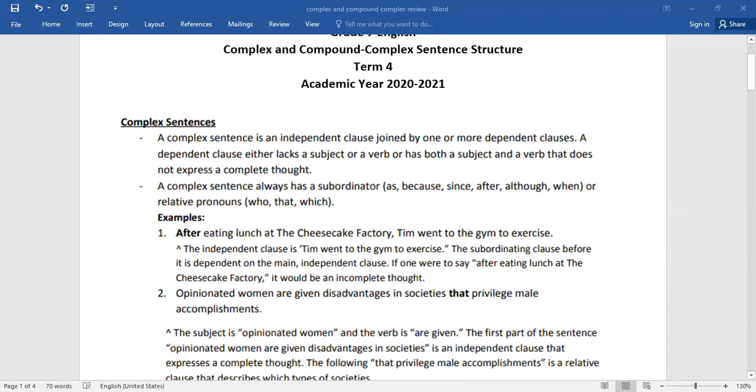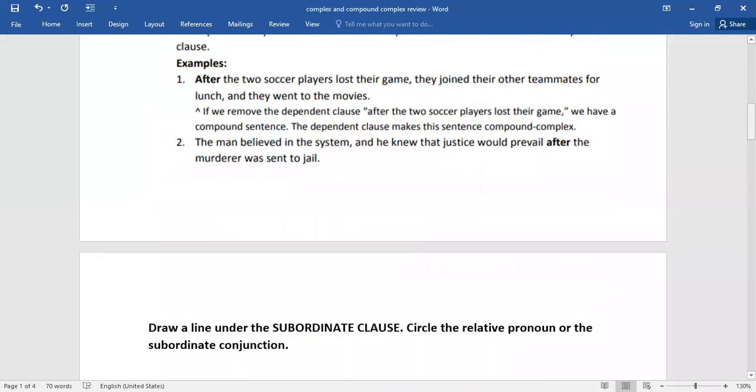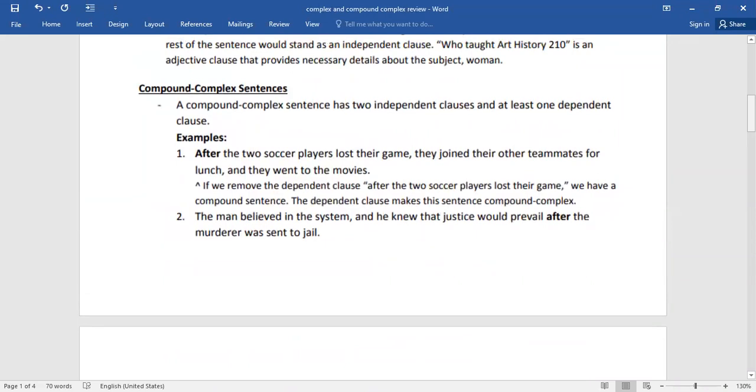Okay, guys. So last period we were talking about complex sentences and compound-complex sentences. Here we're going to resume our discussion after we discussed what a complex sentence might look like. We're going to move on to the compound-complex sentence.